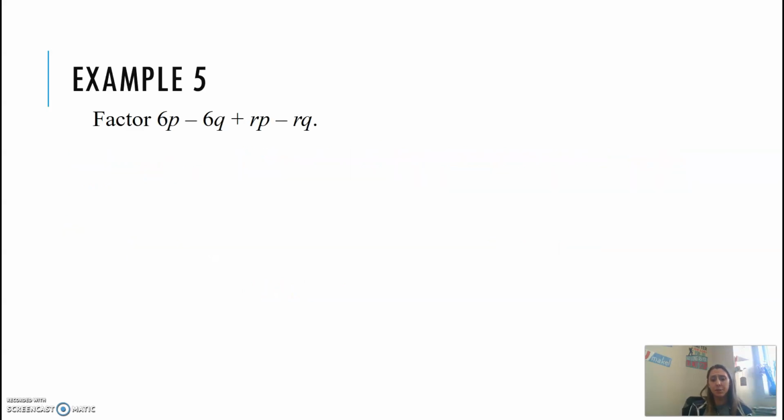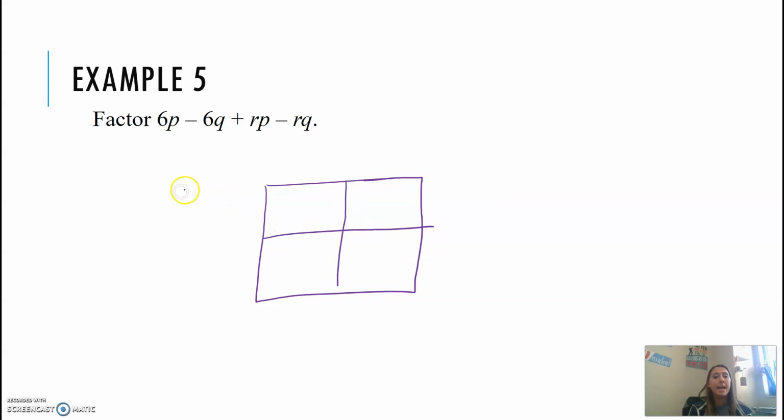The first thing I'm going to do is draw a box, just like I have been with every other problem. I always start with my first term right here, then the term that's right next to it, 6q. The very next term I just go up, so rp, and then negative rq. I usually put that there.